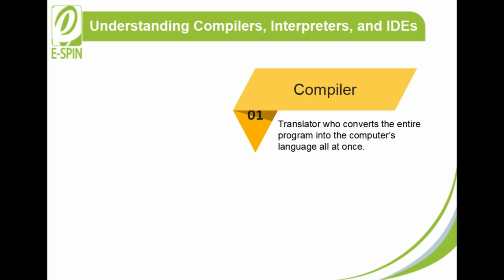1. Compiler. A compiler is like a translator who converts the entire program into the computer's language, machine code, all at once. After translation, the program is saved as an executable file, a file you can run directly. Once compiled, the program can run very fast because the computer already has the full translation. Example: if you write a program in C language, you first compile it. After that, you get an executable file. Then, you can run it as many times as you want without compiling again.